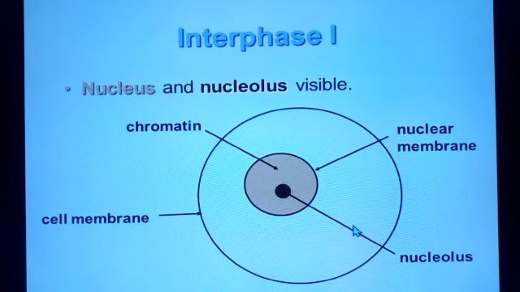Then, of course, at this phase, this diagram doesn't have them. The centrioles begin to form, and then they start orienting themselves towards the opposite poles of the spindle apparatus. That is a cell at interphase 1.